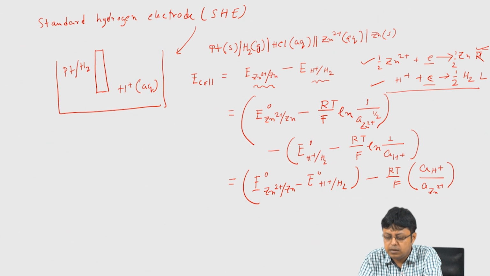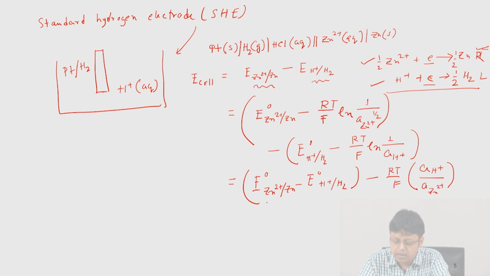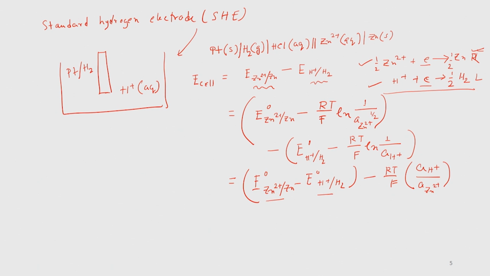Now, what you see here is very interesting, or you could write it as a plus sign and A zinc 2 plus divided by A H plus. Now, here we need to know again the E0 values of H2 and H plus, but here the definition is the E0 values are always measured with respect to this electrode. So, this one we take it to be 0, so that whatever E0 we are measuring is actually the E0 of the other half cell itself.